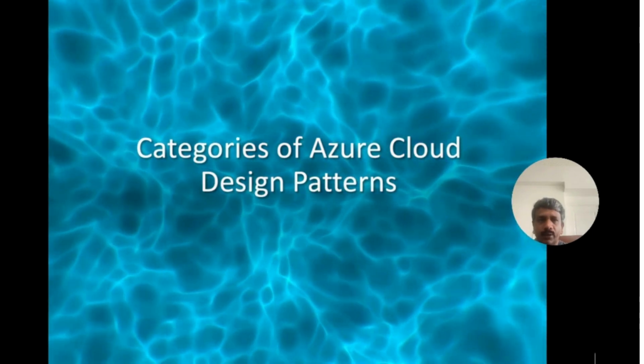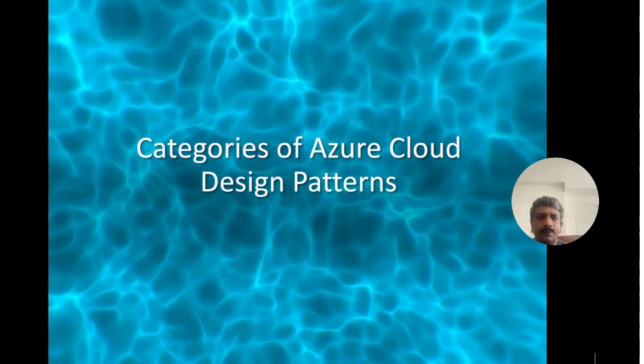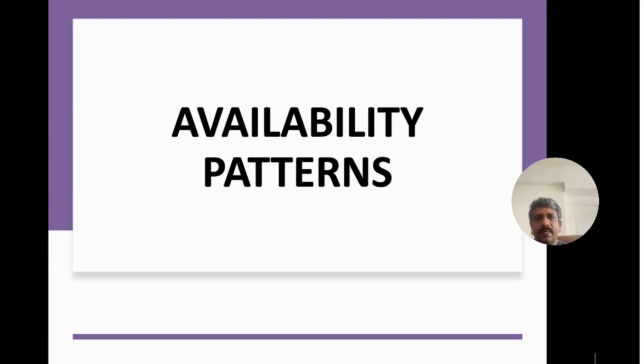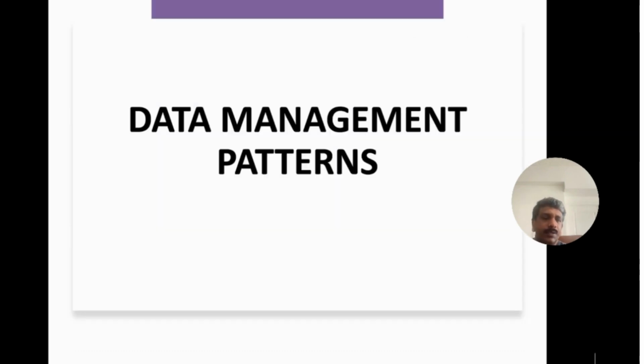Now that we discussed quite a few patterns, let's try to understand the categories of these patterns. So the first category is the availability pattern. The purpose of this particular pattern is to ensure the service is up and running, right? One of these patterns is the health endpoint monitoring pattern. So basically what it says is that, hey, I have a service, and this service provides a health endpoint, using which I get to know whether this service is up and running or has some issues.